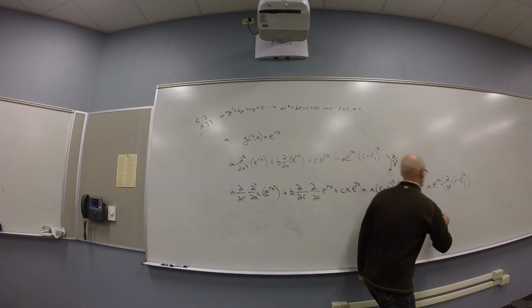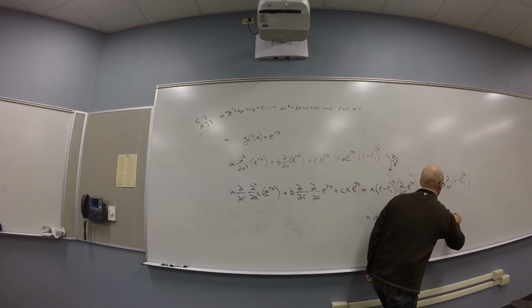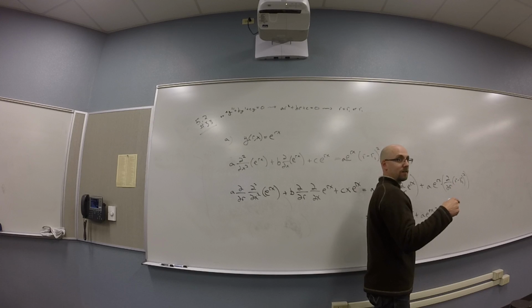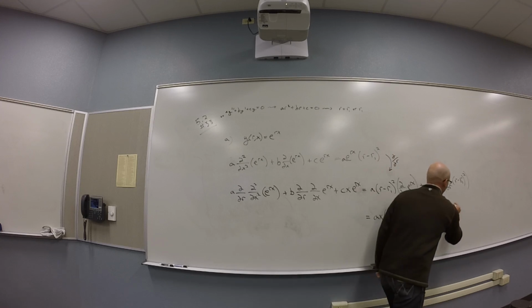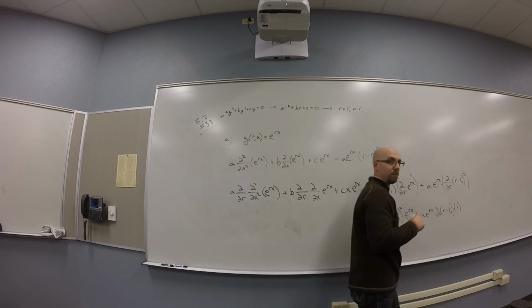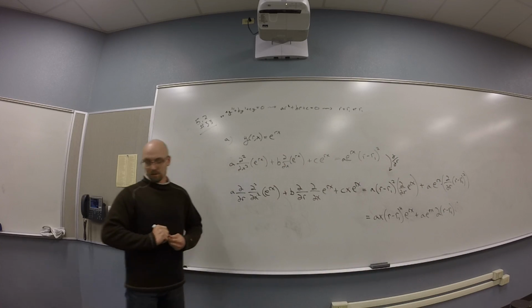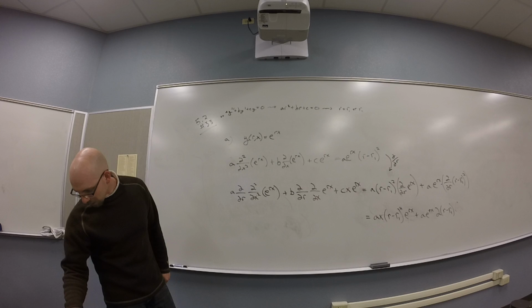Twice the quantity R minus R1, to the one lower power, is 2 times 1 times the derivative of the inside, which is just 1. The derivative of the inside is also 1. So I really have a 1. Cool. All right, how close am I to what they told me to get?